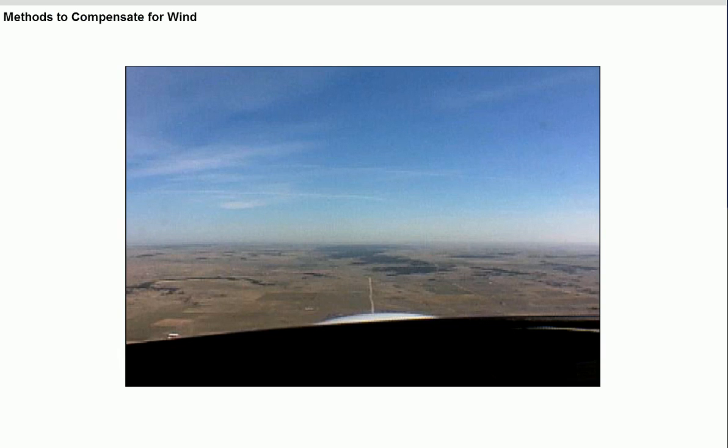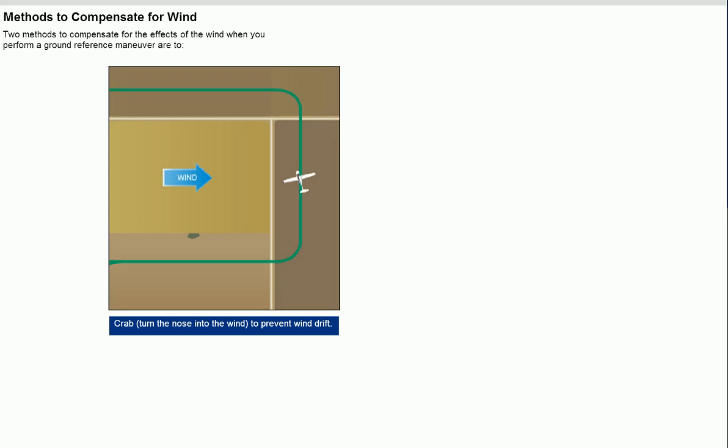Your goal when performing ground reference maneuvers is to maintain a specific track on the ground by correcting for wind drift. 2 methods to compensate for the effects of the wind when you perform a ground reference maneuver are to crab or turn the nose into the wind to prevent wind drift.